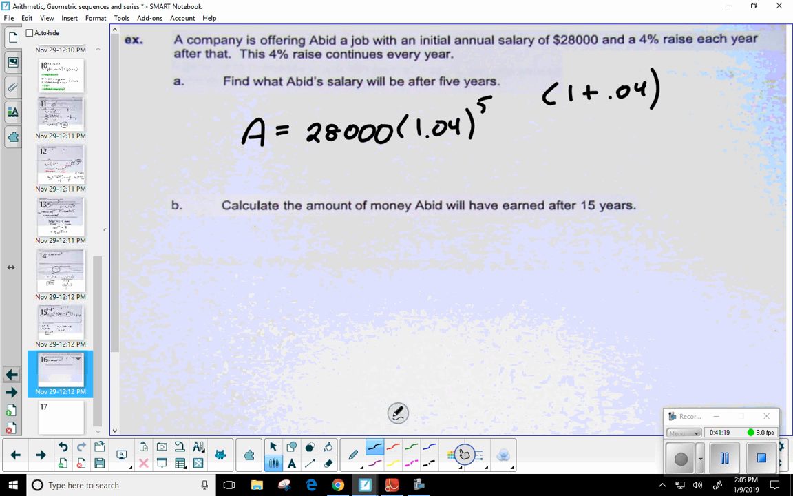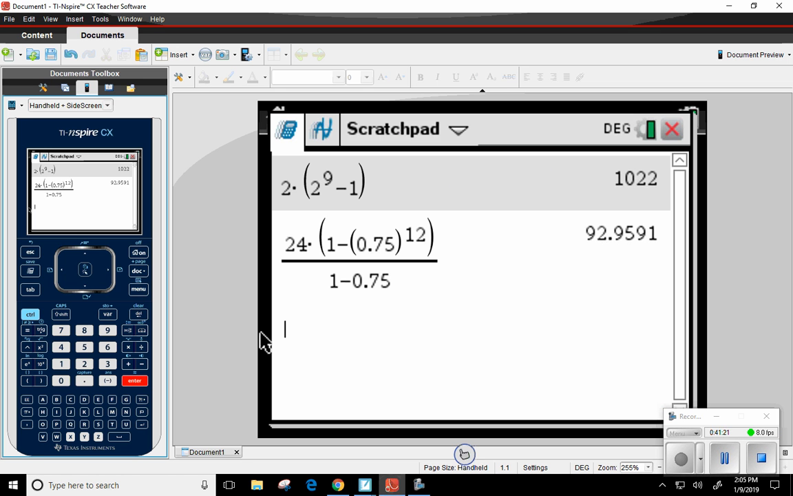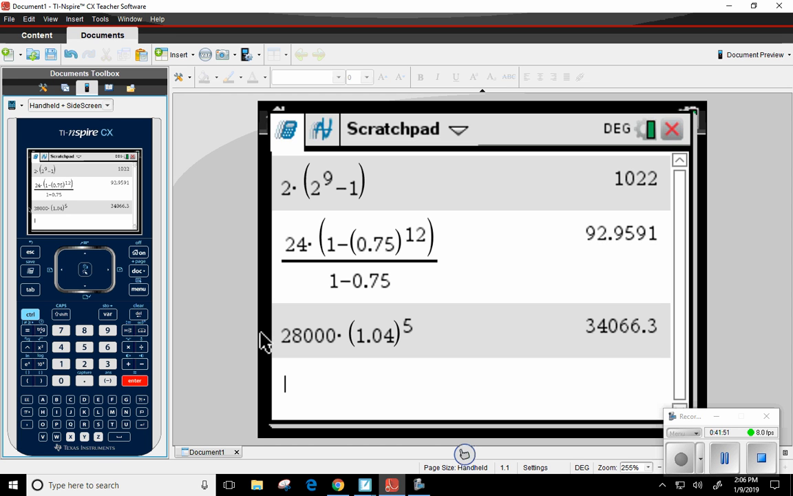So let's see, 28,000 times 1.04 to the power of 5. How much will he get paid after 5 years? Remember, this is not the total of all those years added up. It's just his salary for the 5th year. I'm getting 34,066. Is that what you guys are getting?